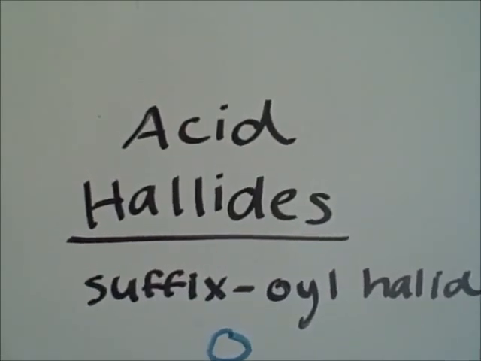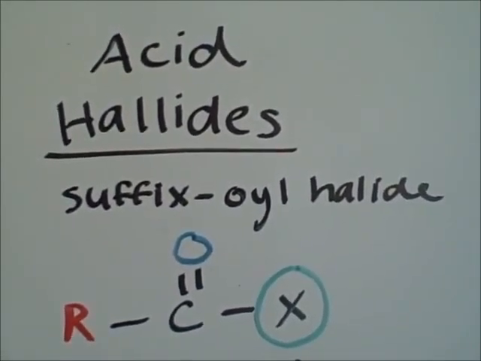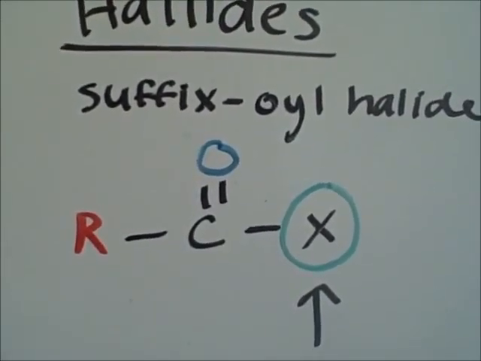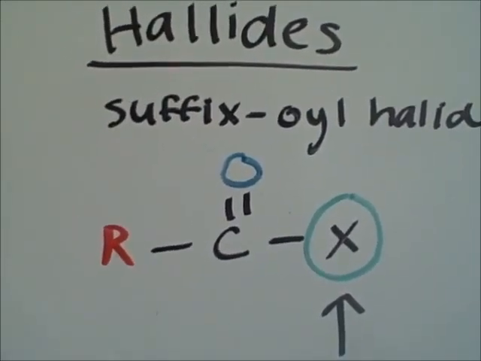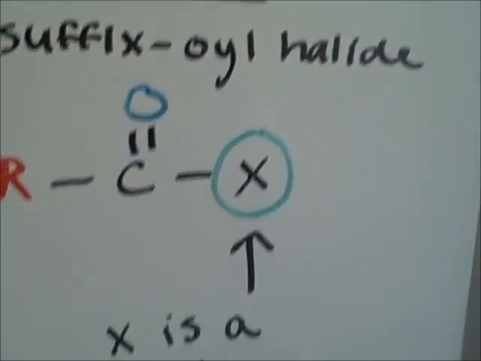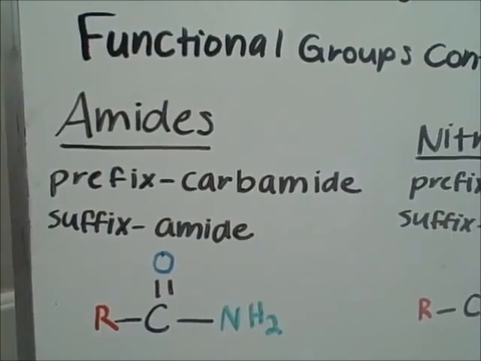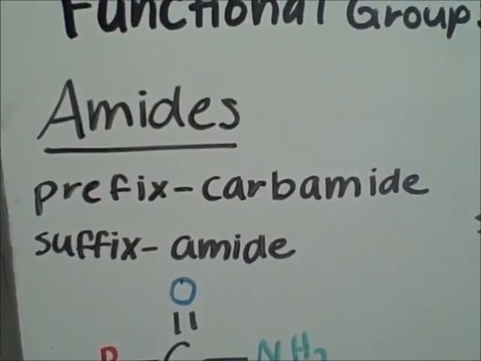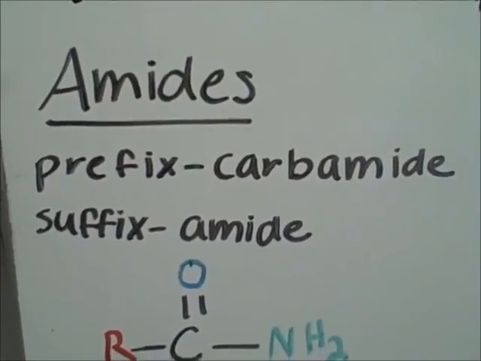And then here we have the acid halides, where the suffix is -oyl halide, and for here you have a carbon with a double bond oxygen off the top, an R, which would be another carbon molecule, an X, which has to be a halogen. That's what makes it an acid halide. So another functional group are the amides, with the prefix of carbamoyl and the suffix amide.